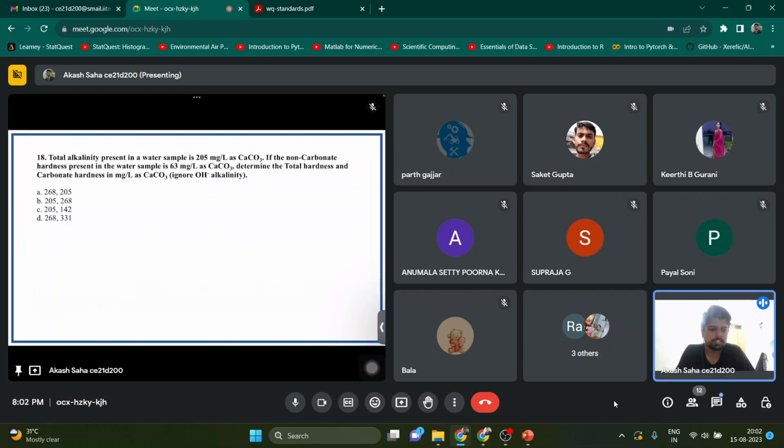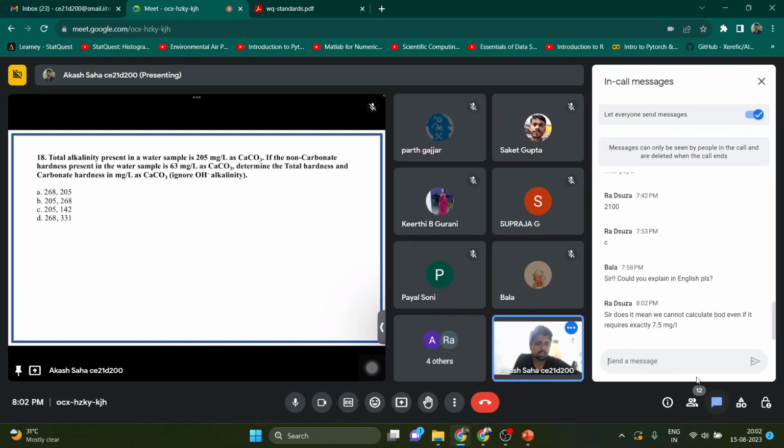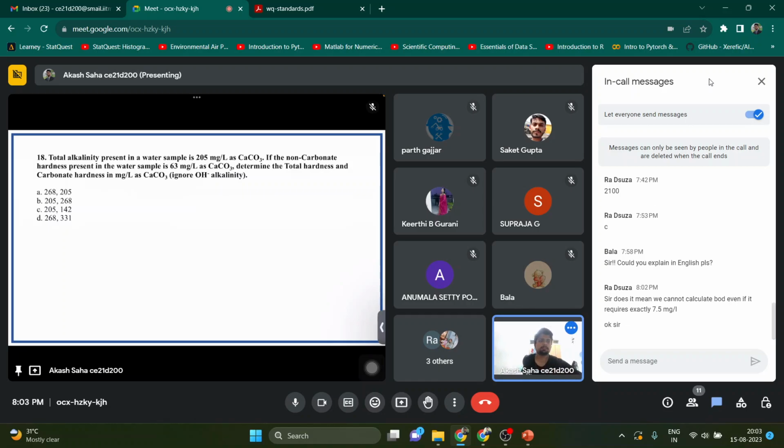Yeah, D'Souza, you asked a very genuine question. Suppose it requires exactly 7.5 milligram per liter, but we still are not sure because it has reduced to zero. It might be requiring only 7.5 milligram per liter, but then again, we cannot trust the experiment. So you have to repeat the experiment, change the dilution so that your final DO reading is more than one, and then you can trust the experiment and you can find out the value. Okay, yeah. Fine.